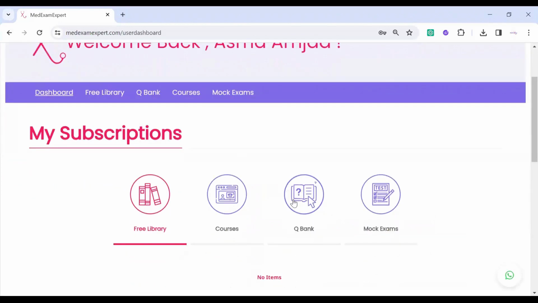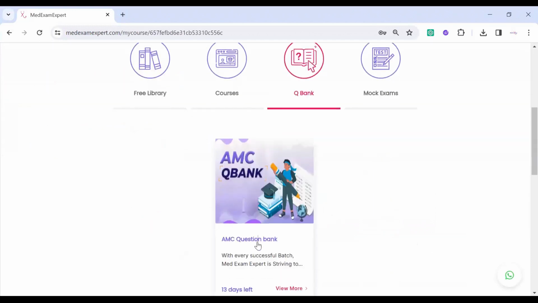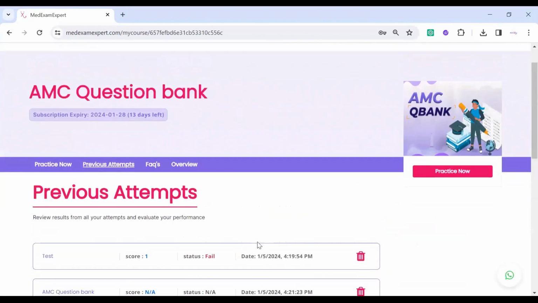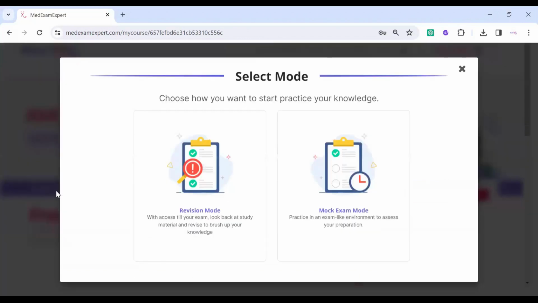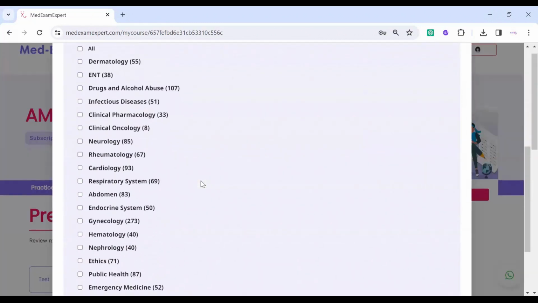You have to click on QBank. You will see AMC QBank. You have to click on that. And you can see all the attempts that you have made. For example, if you want to practice, you need to click on practice now, and you can see 2 modes. First is the revision mode, and the second is the mock exam mode. So what is revision mode? When you click on revision mode, you will see different topics. You can select any topic that you want to revise.